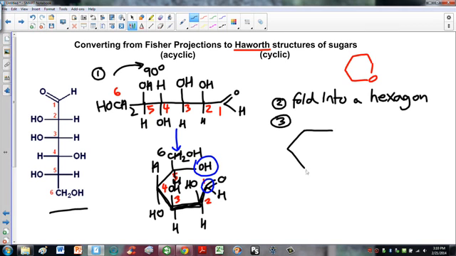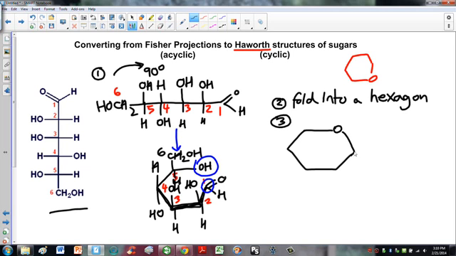If I draw out this hexagon again, I'm going to take this oxygen and bind it to carbon number 1. So this oxygen is actually going to have a bond to carbon number 1 here. Now, I know there was a hydrogen on here, and here there's not. We'll get to that in just a minute. But before we do anything else, I want to make sure that we put all the other groups on.